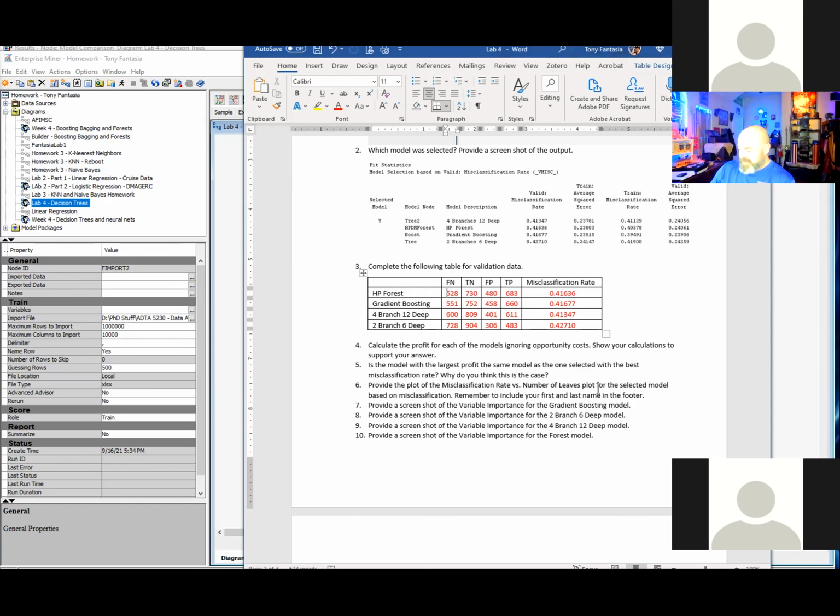You had different numbers for your table, right? Yeah, mine were switched. I guess I was doing the dyslexic thing, just read them wrong and put them on there, but yeah, I have exactly what he has now. Okay. All right. Now, did you say that your lowest misclassification rate was still the 4 branch 12 deep, but your best profit came from the HP4s? Exactly. I think if you do the same math I did, the ranking in that table is actually the ranking in profit.